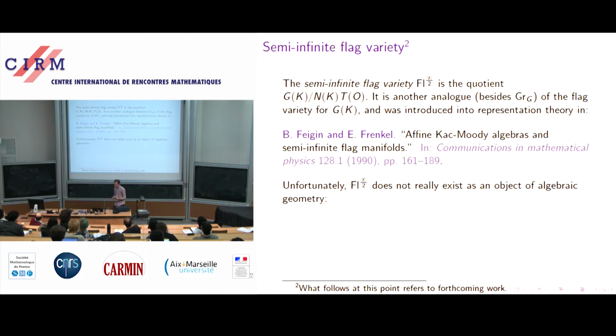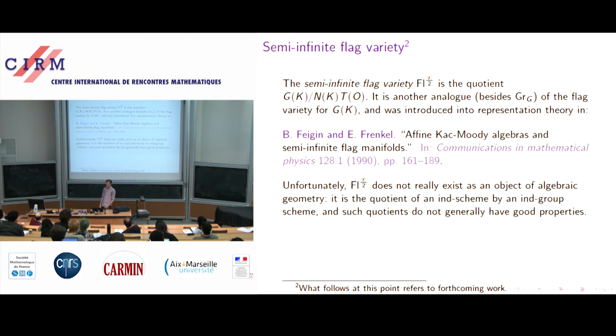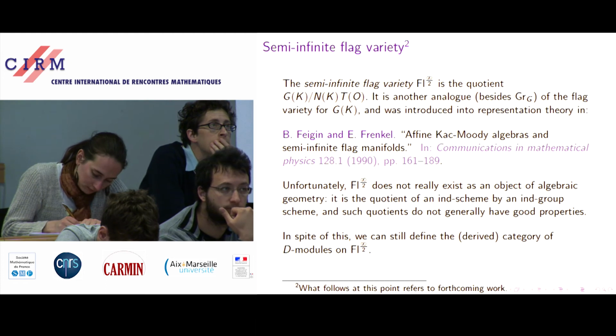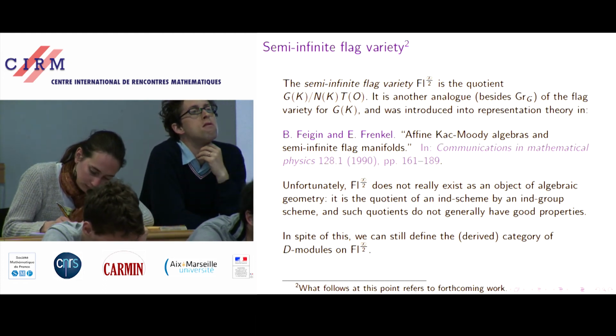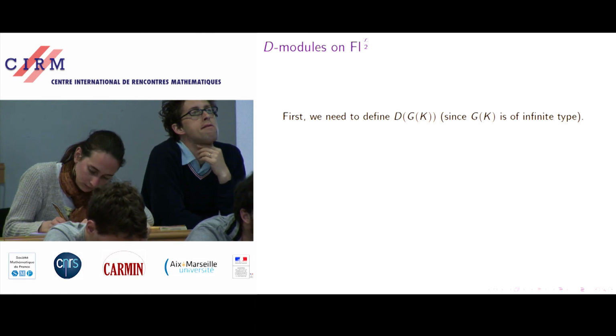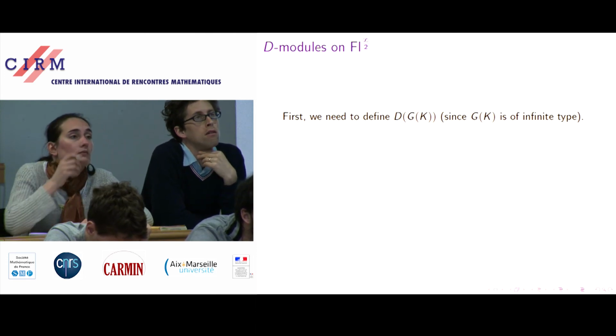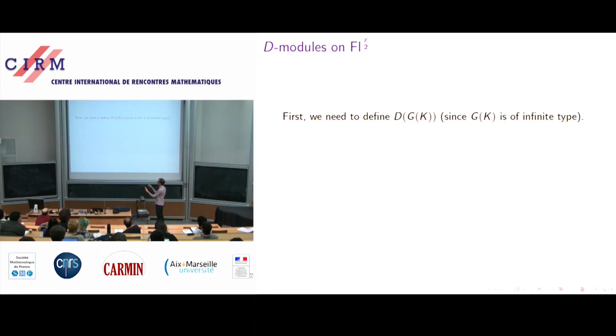Unfortunately, the space just completely doesn't exist as an object of algebraic geometry. Taking the quotient of an ind-scheme by an ind-group scheme doesn't have good properties. So it's not so amenable to usual combinatorics or anything like this. But the good news is that you can still make sense of the category of D-modules on the semi-infinite flag variety. So just to give a feeling for how the thing works, the semi-infinite flag variety is some quotient of the loop group.